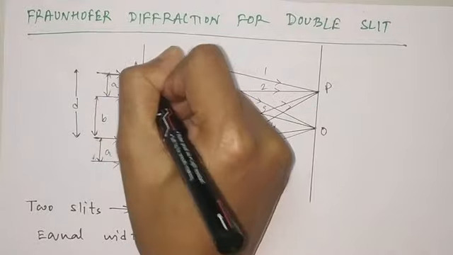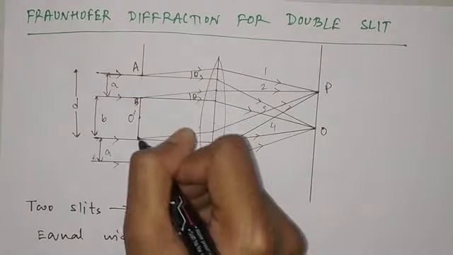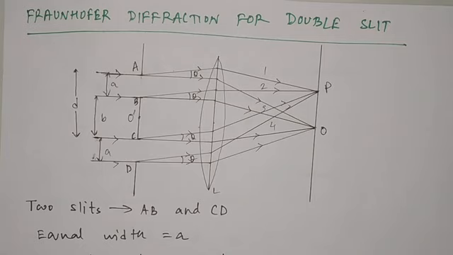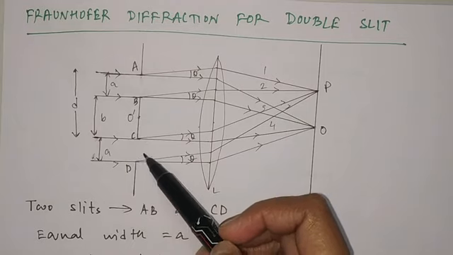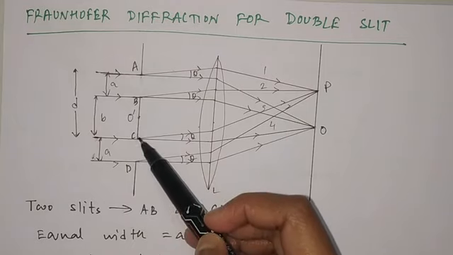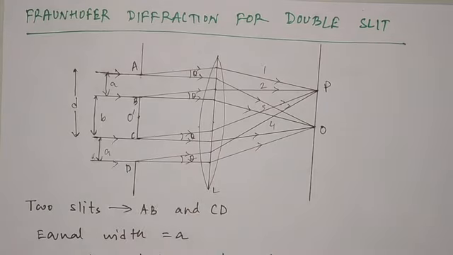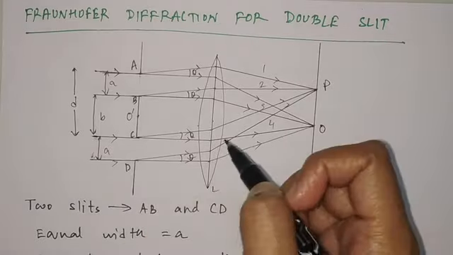This is the first slit AB and this is the second slit CD, and both of them have the same width a. These two slits are separated by an opaque space BC, whose width is b. So we can say that the separation between the two slits is BC. The distance between identical or corresponding points is d equals a plus b.